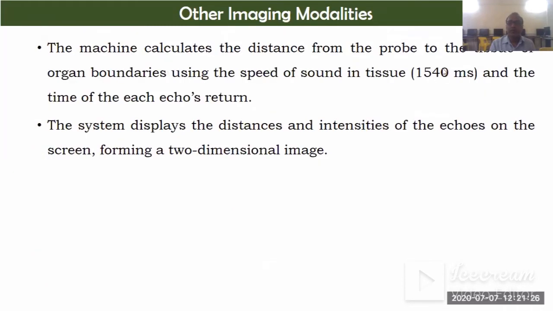The machine calculates the distance from the probe to the tissue or boundary of the returning signal using the speed of sound in tissue, which may be something like 1540 meters per second, and the time of each echo's return. The signal that is passed hits that particular tissue or boundary and comes back. Based on the sound's wavelength, the wavelength of the reflected sound, and its time, the computer system can generate the particular image, and that image will be our final image. So this is an ultrasonic sound system.